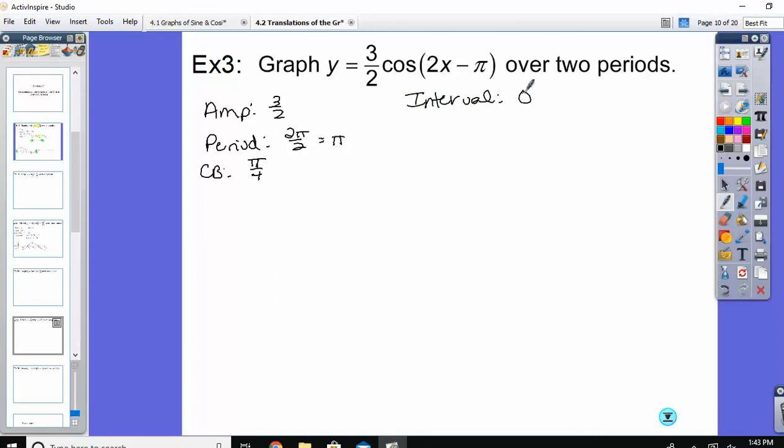So you're going to say 0 less than or equal to 2x minus pi is less than or equal to 2 pi. Add your pi to everything and divide by 2. So pi over 2 is less than or equal to x, less than or equal to 3 pi over 2. I did ask for 2 periods this time.